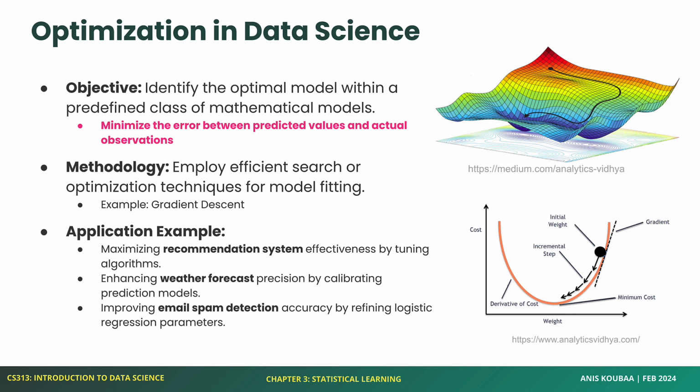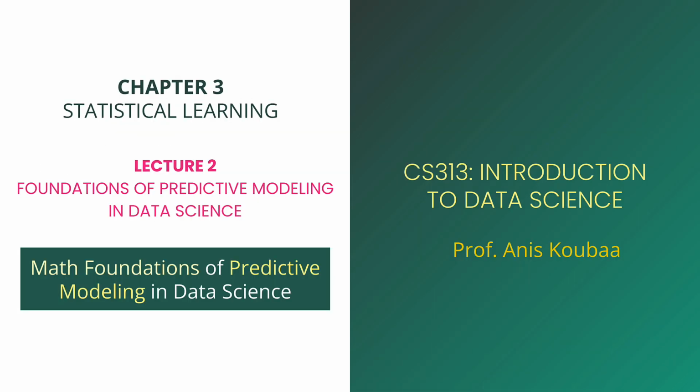and it has a lot of applications like maximizing the recommendation system effectiveness and enhancing the weather forecast. I want to predict, for example, what the weather will be after a couple of days with minimum error, or detecting whether an email is spam or not spam, and so on. These are typical examples of machine learning models. And of course, we need to go through the math foundation, how to represent this problem mathematically, because an optimization problem is basically a math problem.